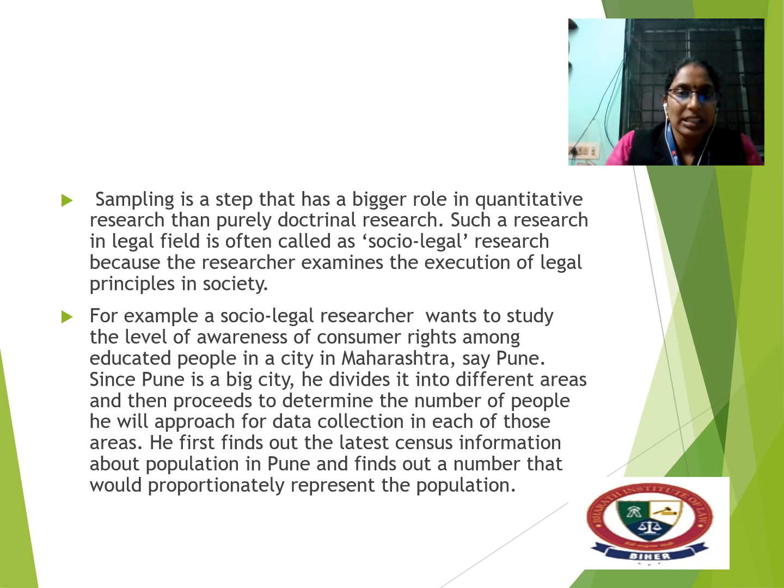Since Pune is a big city, he divides it into different areas and then proceeds to determine the number of people he will approach for data collection in each of those areas. He first finds out the latest census information about the population in Pune and finds out a number that would proportionately represent the population. The researcher in this example can also randomly choose the respondents for his questionnaires, like the members of his family or his friends, neighbors, colleagues, etc.